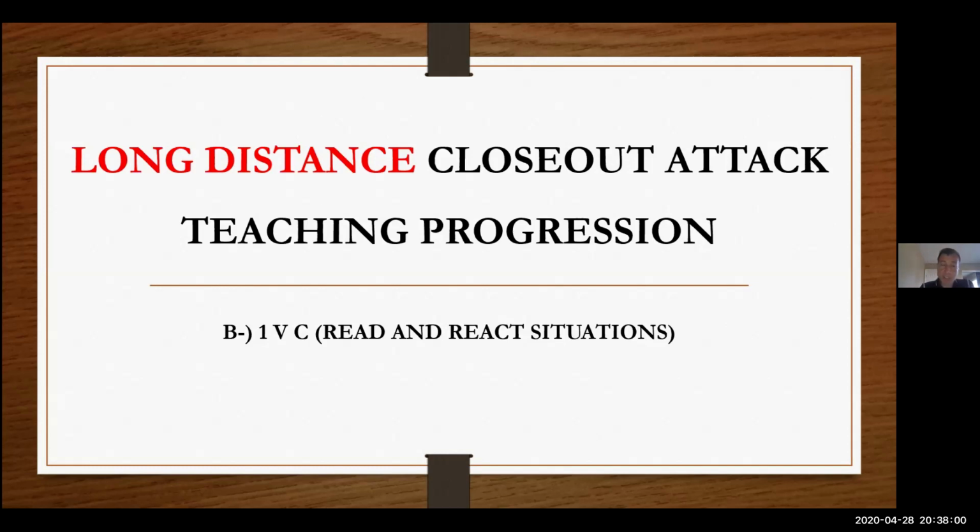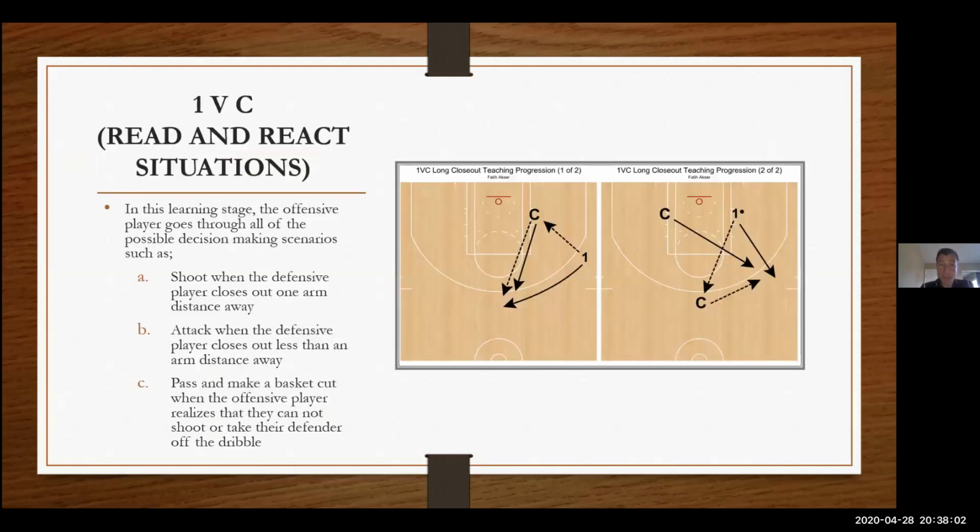Second stage is the long distance read and react situations. For read and react situations, we put again different drills that we like to organize here. We want to teach them how to move without the ball first, so that they understand what they need to do. So this is the stage where we want them to read and react. We put one of our coaches as a dummy defender in these situations, so that the player goes through all of the possible decision-making scenarios.